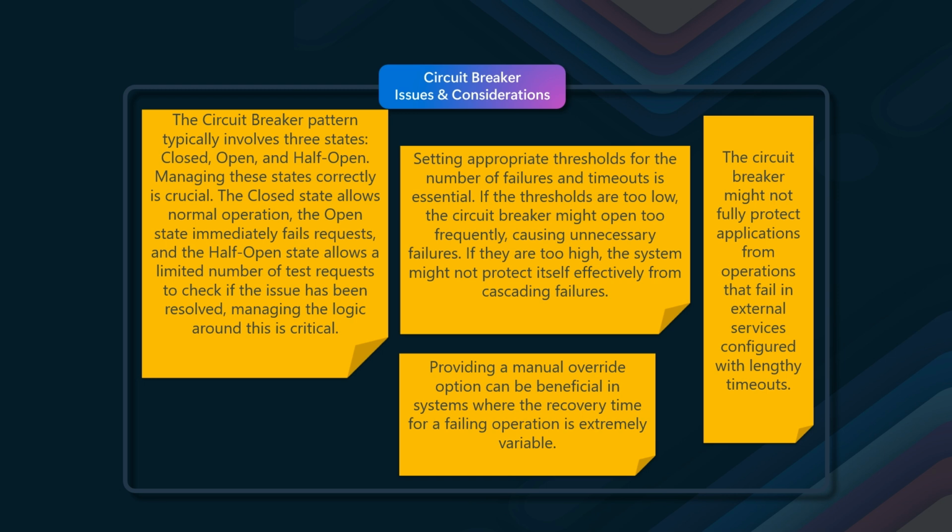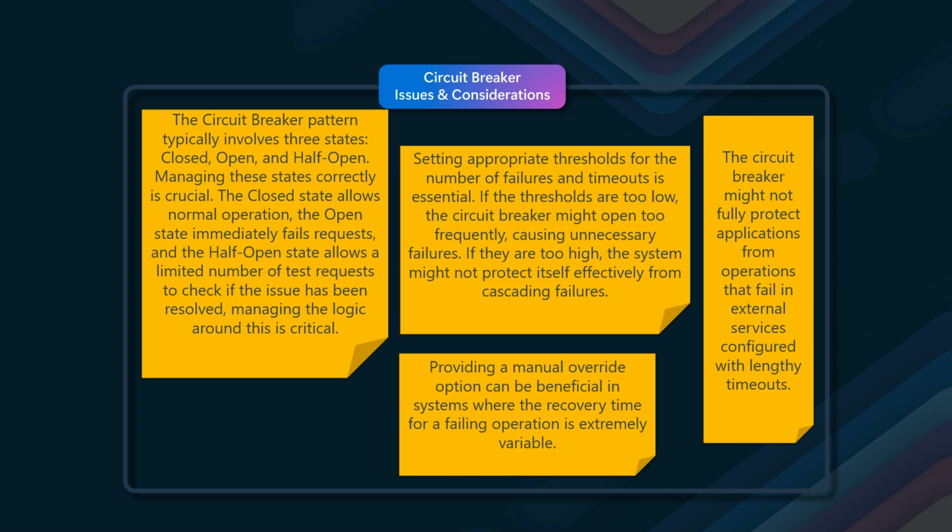Here are some issues and considerations associated with this pattern. State management. The circuit breaker pattern typically involves three states: closed, open, and half-open. Managing these states correctly is crucial. The closed state allows normal operation. The open state immediately fails requests, and the half-open state allows a limited number of test requests to check if the issue has been resolved.